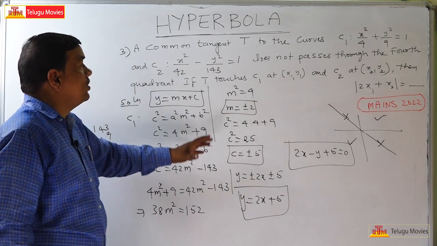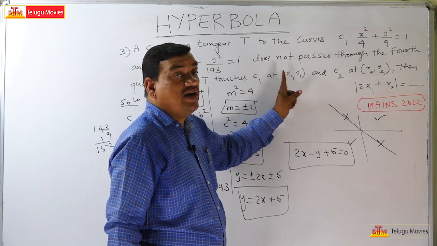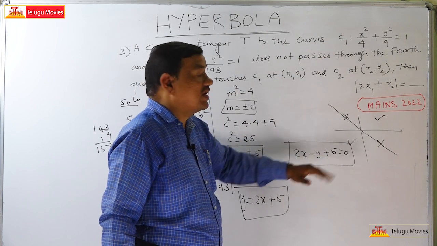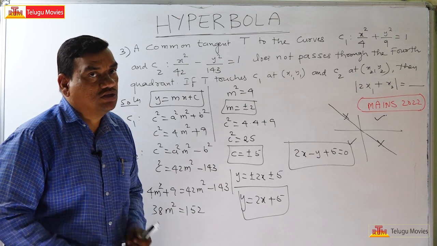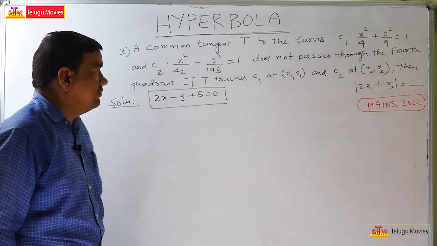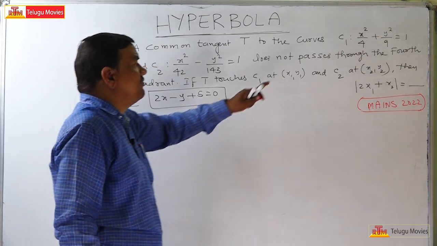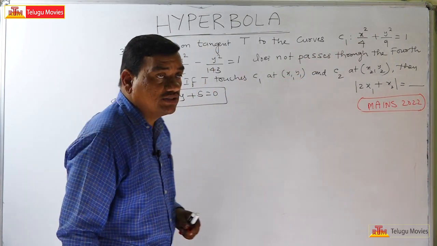Now we will find the equation of the tangent at the point x1, y1 to this curve, and we will compare this equation. We will get the x1 and x2 values. Okay, now let us continue the solution. So let us find the equation of the tangent for this ellipse at the point x1 comma y1.